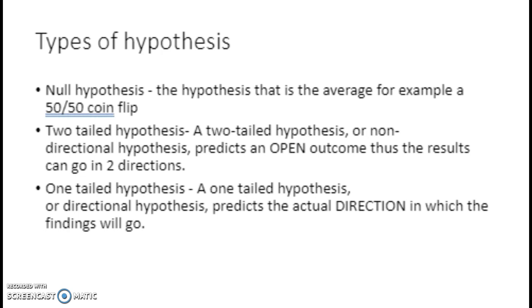There are three types of hypothesis. There's your null hypothesis. This is the hypothesis that is the average, for example, a 50-50 coin flip. A two-tailed hypothesis, or non-directional hypothesis, predicts an open outcome. Thus, the results can go in two directions.